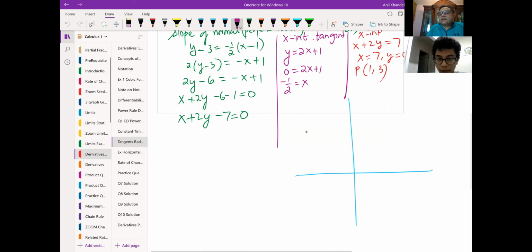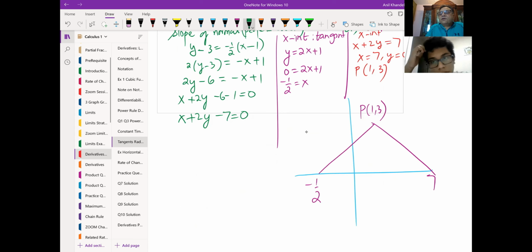So what is the area of this triangle? Since it is a normal, we know this is a right angle triangle, because it is perpendicular. Now you can find the area, but an easier method is, because you know the point is 1, 3, we know the height is 3, right? Height is 3, and this distance is how much? 7.5, correct?